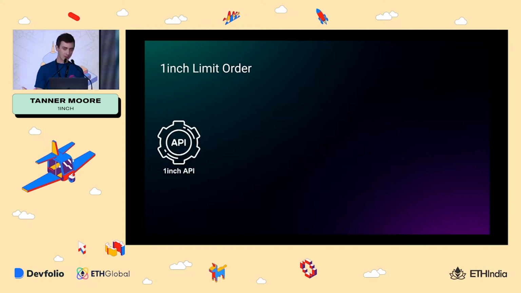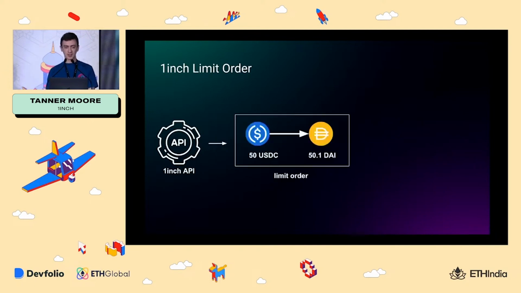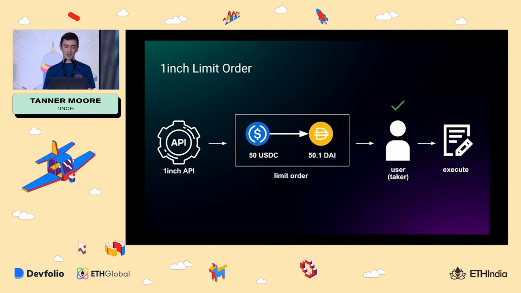The 1inch API will then feed that order to anybody who wants to listen to it. So they have the 50 USDC for the 50.1 DAI. And anybody who wants to listen for this and decide, is this an order I'm interested in, they can go through that on their own time. And eventually someone will say, yes, that is something that interests me, and they will execute it from their side. So they'll pay the gas, they'll execute the transaction, and you'll get the 50.1 DAI.